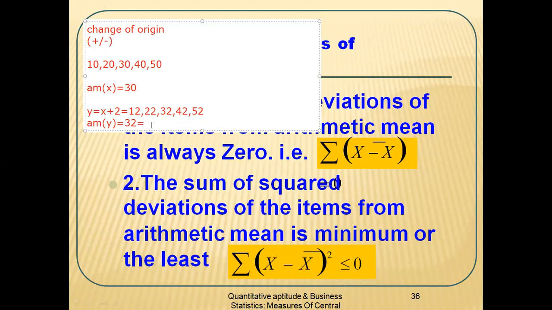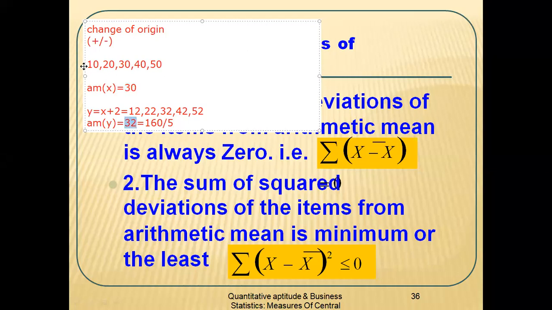Total is 160. 160 divided by 5: 5 ones are 5, 5 threes are 15, 1 remainder, again 5 twos are 10, so it is 32. Now you can observe here the difference between the old arithmetic mean and the new arithmetic mean.